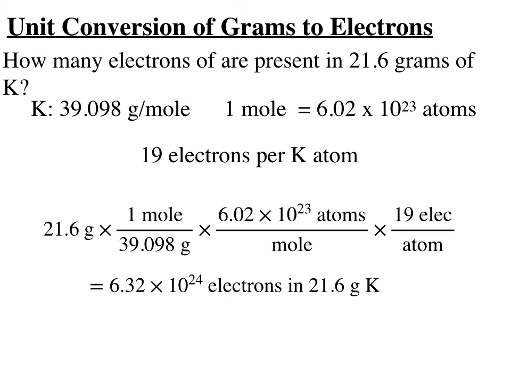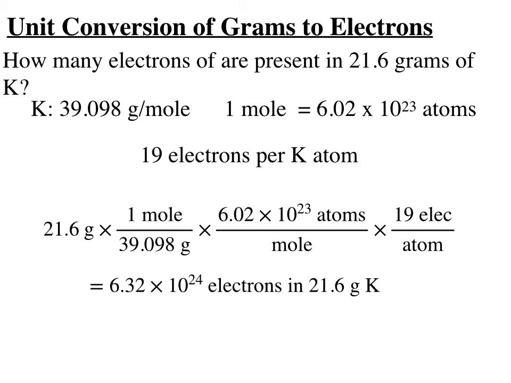To find the number of electrons present, I'm going to need to know how many electrons are on each potassium atom. So I can find that out from the periodic table based on a neutral potassium atom having the same number of electrons as the atomic number of that atom, because that atomic number tells me the number of protons. So I find there are 19 electrons of potassium per atom. But in order to get to each atom of potassium, I need to use Avogadro's number to convert from the number of moles of atoms to the individual number of atoms.